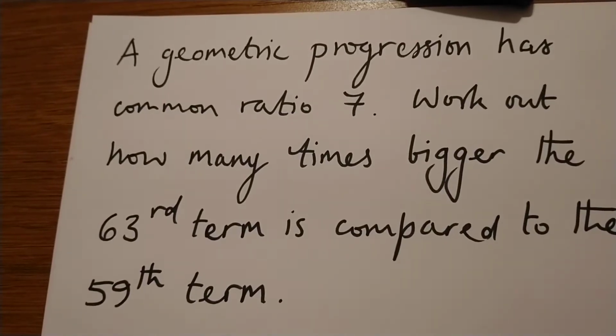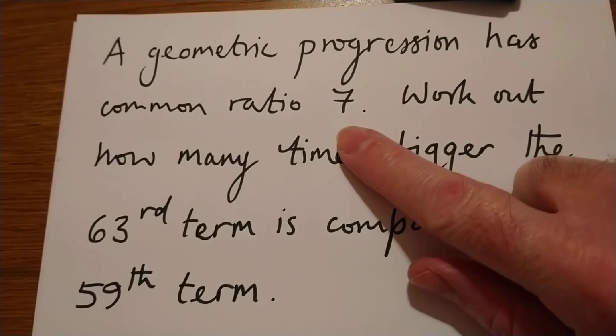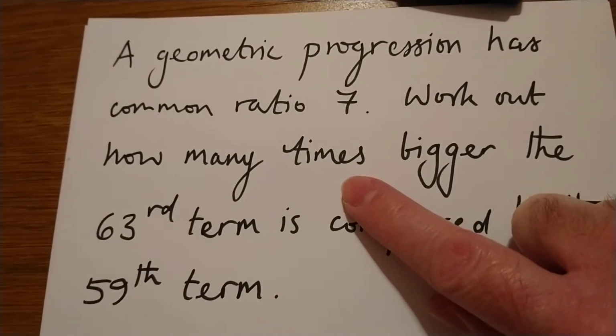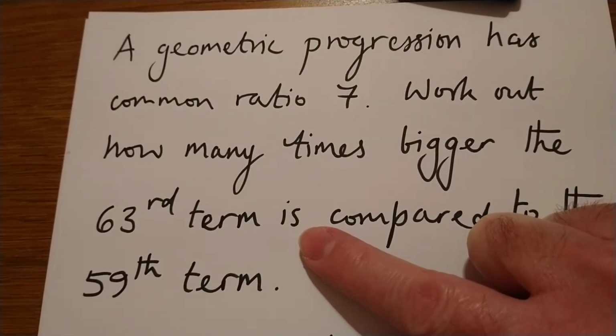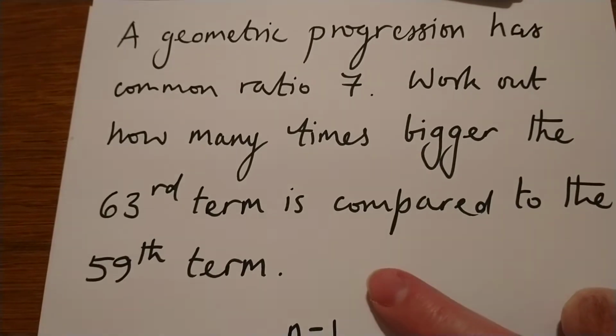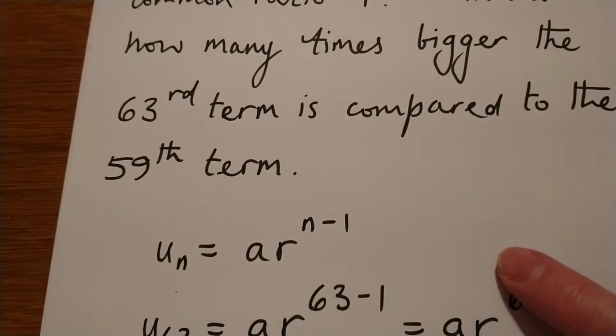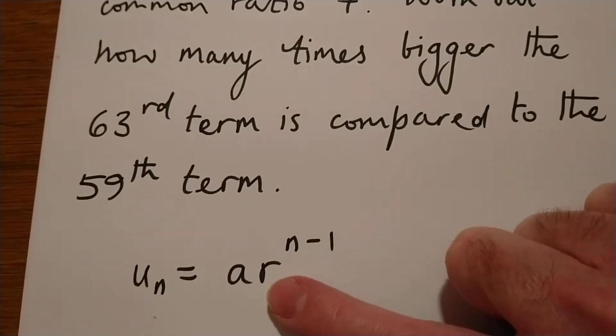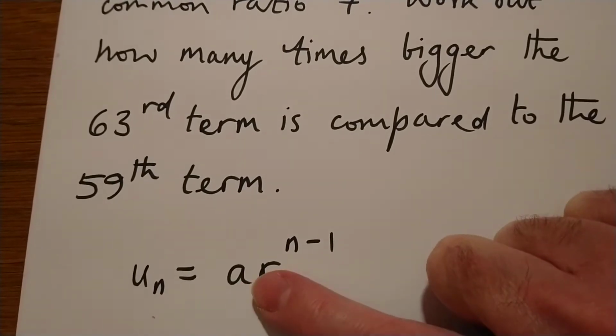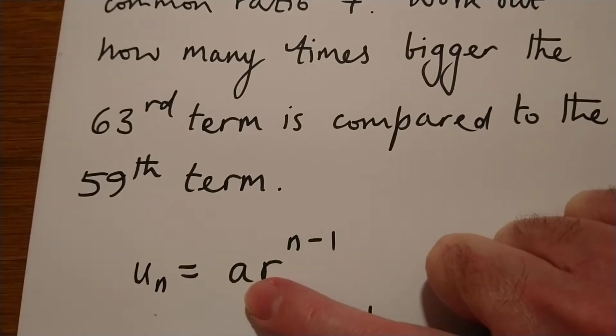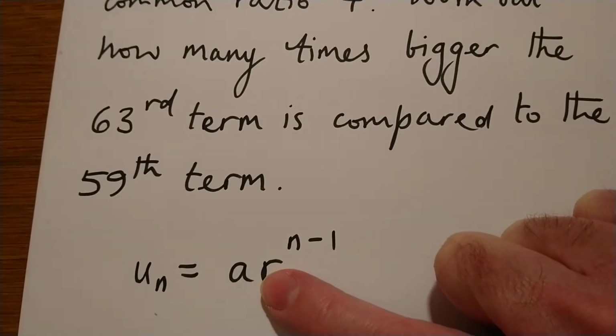A geometric progression has common ratio 7. Work out how many times bigger the 63rd term is compared to the 59th term. Okay, well, we know the general expression for the nth term is ar to the n minus 1, where a is the first term and r is the common ratio.